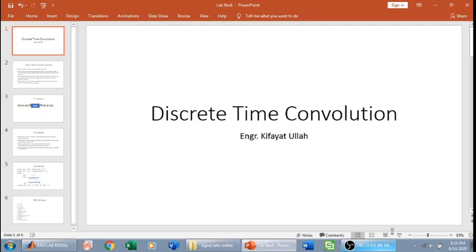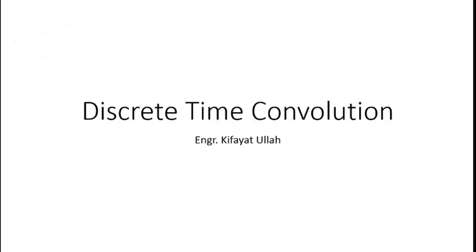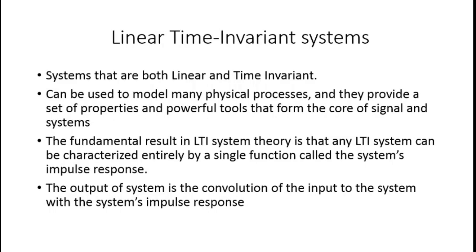Welcome everyone. In today's class we will talk about discrete time convolution in MATLAB. So far we have discussed the properties of systems, and in the previous lecture we discussed the linearity and time invariancy property of systems. Systems that are both linear and time invariant are called linear time invariant systems, and there will always be a lot of talk about them because they are very important systems.